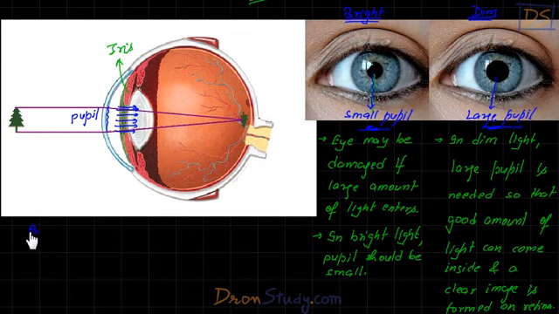See what happens, students, when you are in bright light and also when you are in dim light. I'll tell you both the cases. When you are in bright light, this iris will expand like this. When you are in a bright room, the iris will expand. So if the iris expands, the pupil will become small. So when you are in a bright room, the iris is expanding, making the pupil small.